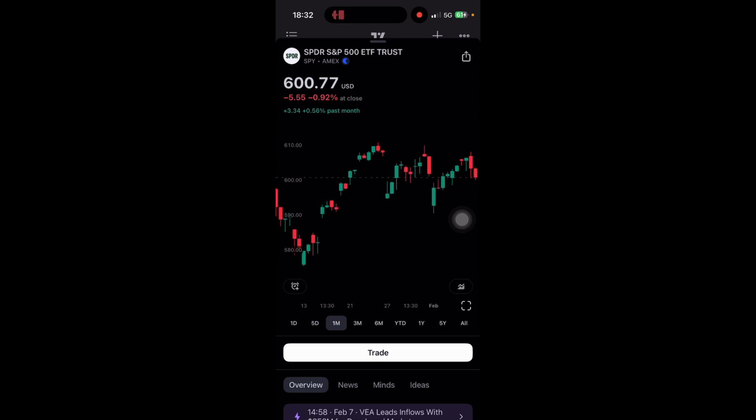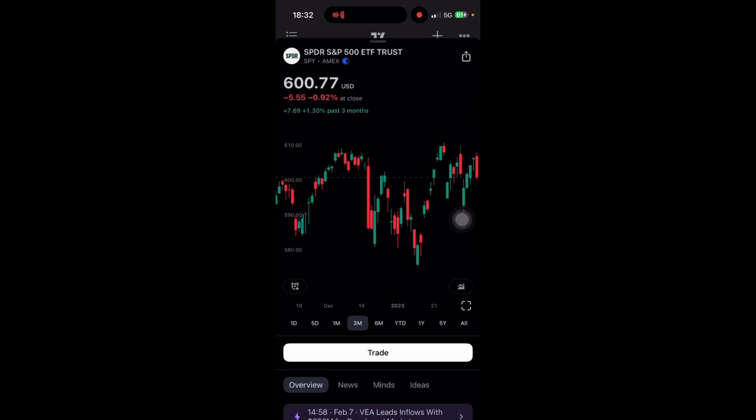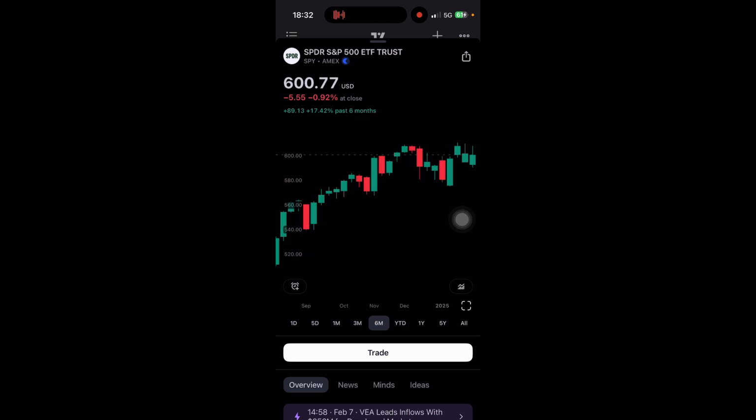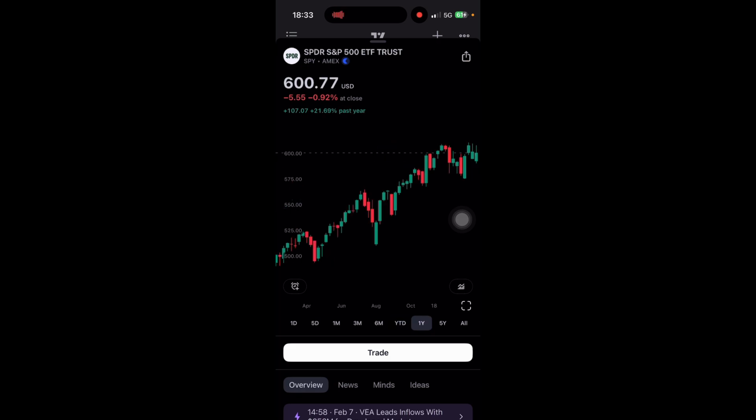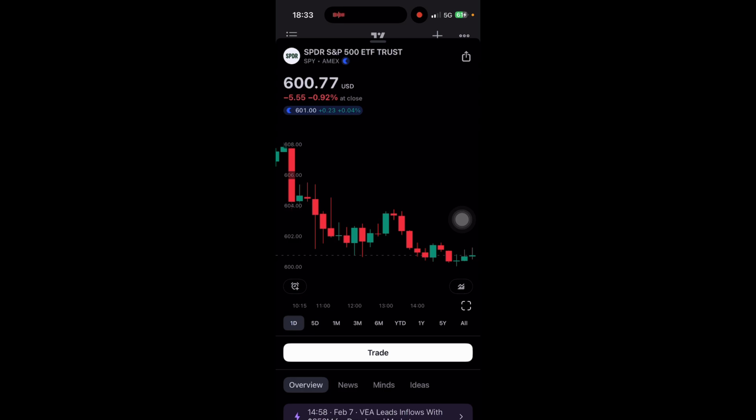especially at lower prices. All right? So once again, let's go back to the SPY. Y'all can see the candles. We can even go 5 days. The past 5 days, the stock is up. The S&P is up 1.37%. In 1 month, it's only up 0.56%. 3 months, 1.30%. 6 months, 17.42%. Year to date, 1.93%. And in 1 year, it's up 21.69%.